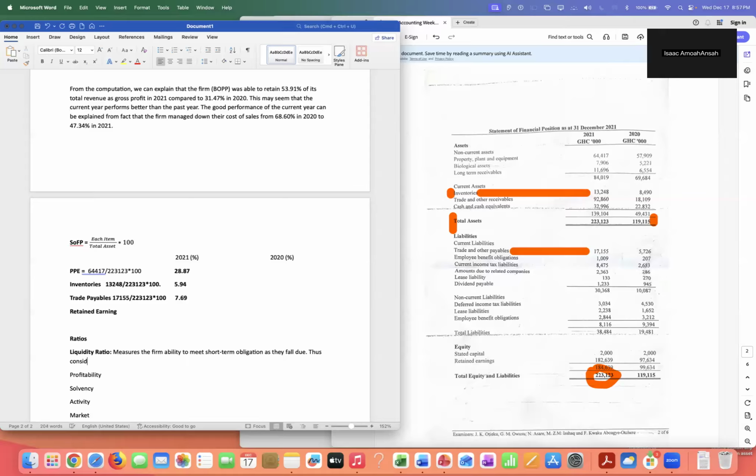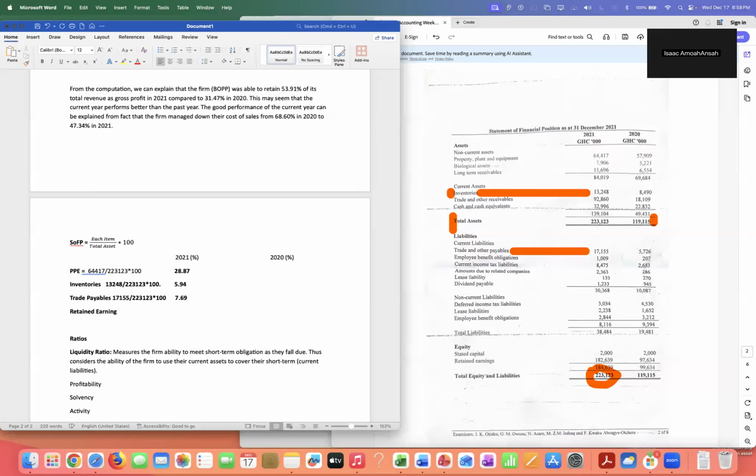It considers how the firm is able to use their current assets to cover, to pay, to offset, to meet up their short-term liabilities, right?